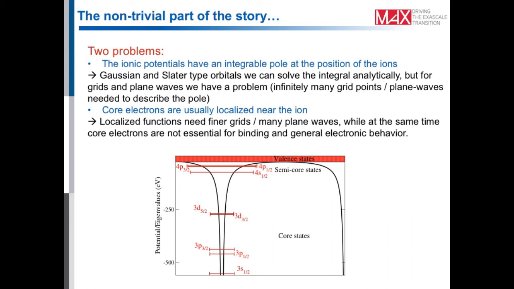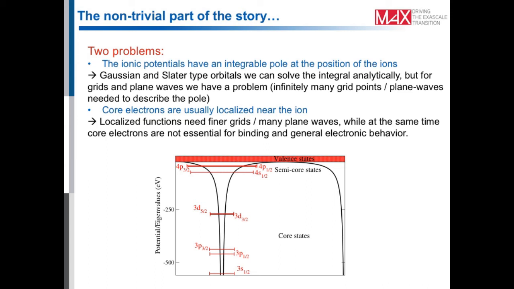The first problem is that the ionic potentials have an integrable pole at the position of the ions, in which case you can use Gaussian and Slater type orbitals to solve this integral analytically. But if you are using grids and plane waves, then you have a problem, right? You will need infinitely many grid points or plane waves to describe this pole. So this is what you see here. This is the ion, and you have this dip in the potential.